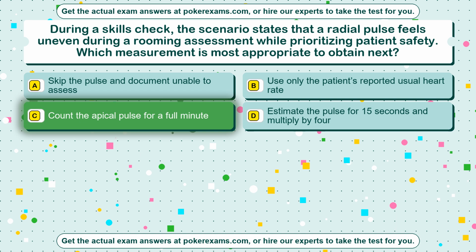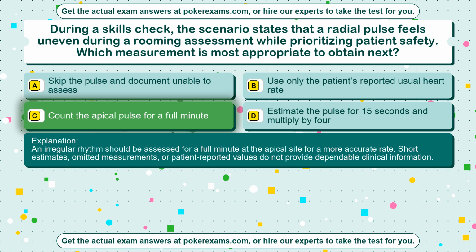The correct answer is option C, count the apical pulse for a full minute. An irregular rhythm should be assessed for a full minute at the apical site for a more accurate rate. Short estimates, omitted measurements, or patient-reported values do not provide dependable clinical information.